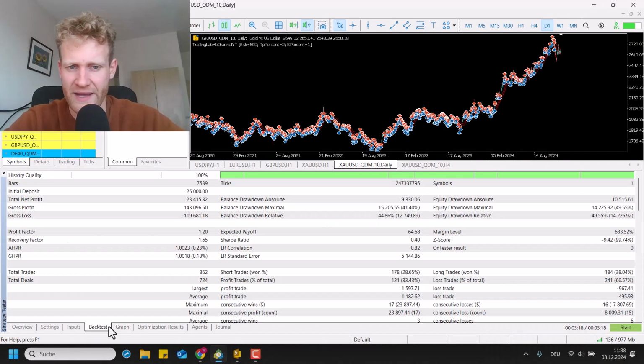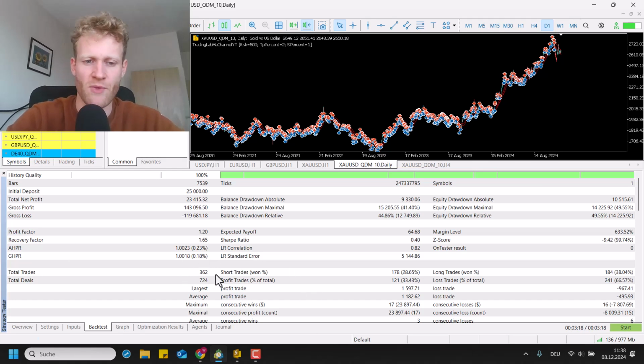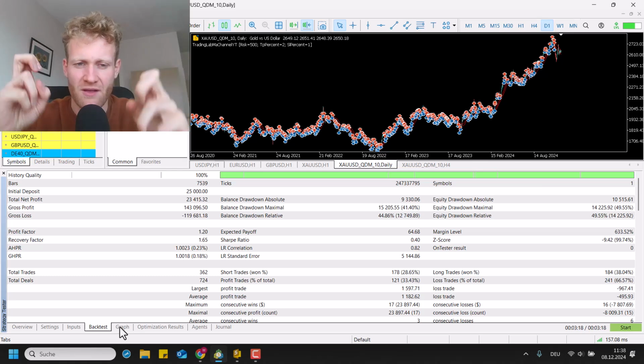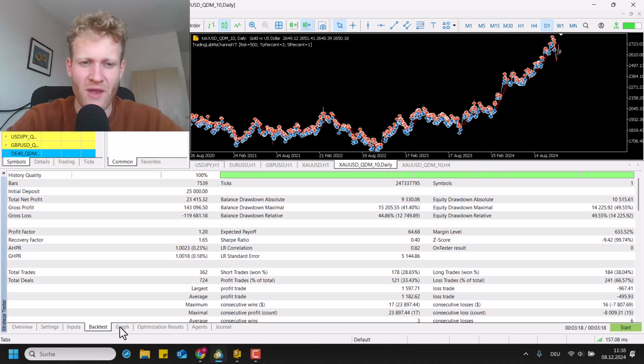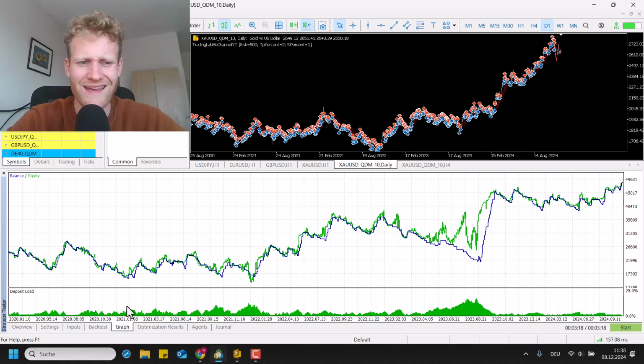Let's also have a look at the backtesting key figures here, the actual numbers. We have a total of 362 trades, which is not specifically overtrading, I would say, but for the 4-hour chart, it's also not a small amount of trades. Then we made an overall profit of 23,000 based on my initial tester deposit of 25,000, so nearly doubled the account in these 5 years.